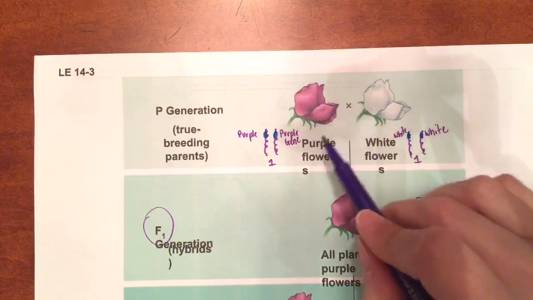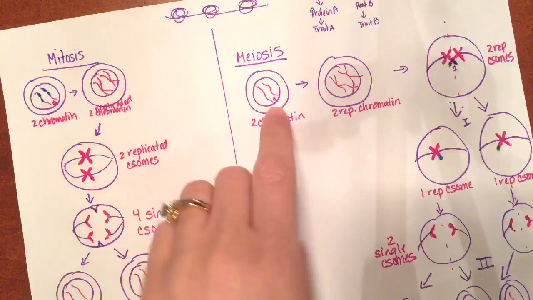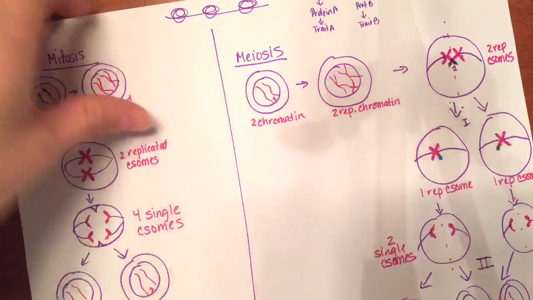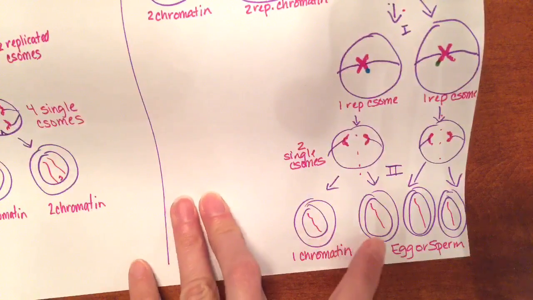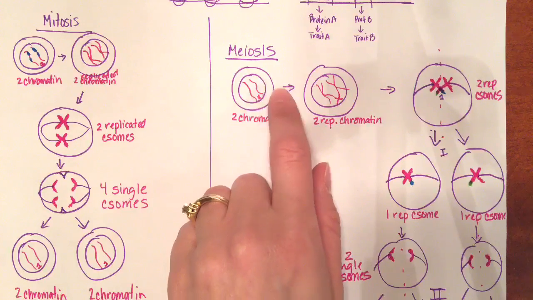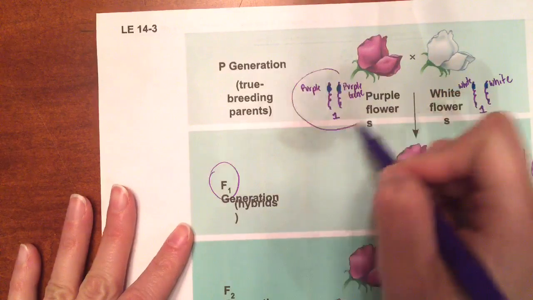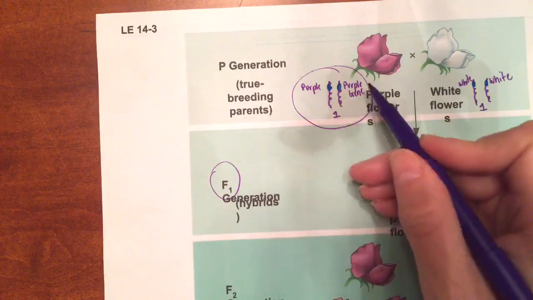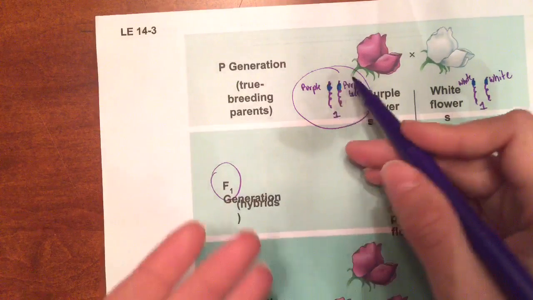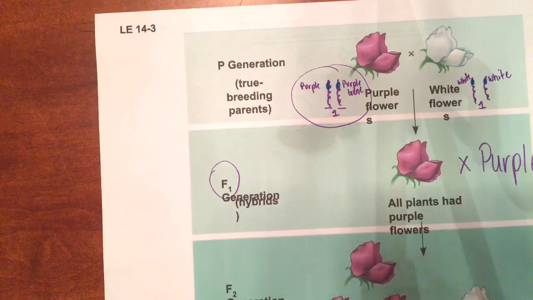So when they cross these, remember when the purple flower and the white flower make their egg or sperm cells, they reduce the chromosome number. So going back to this picture here, if you had 2 chromosome number 1s, when you go through meiosis, you're only going to pass on 1 chromosome number 1 to the kids. And so it's a 50-50 shot whether it's going to be this chromosome number 1 or this chromosome number 1. So for the purple plant, when it goes to make its gametes, it's going to give this chromosome number 1 or this one. It's only going to give one of them at the end.